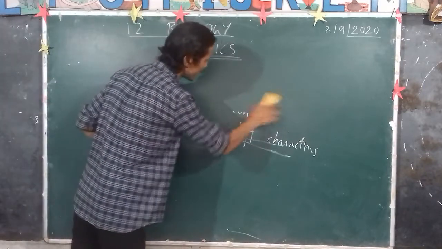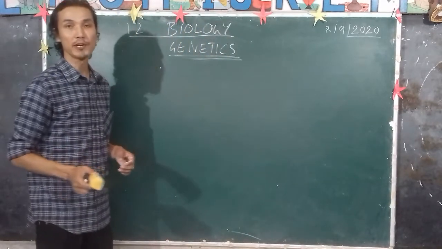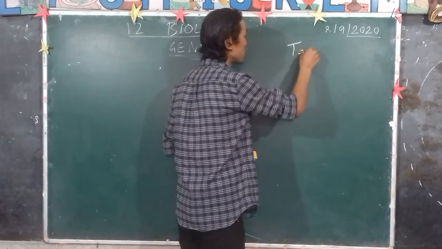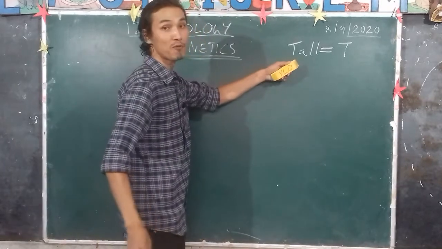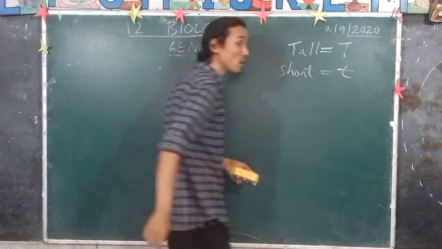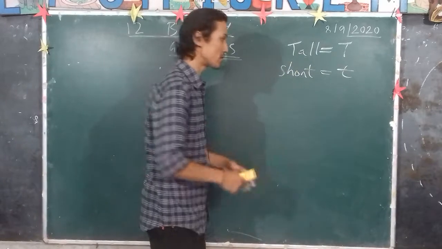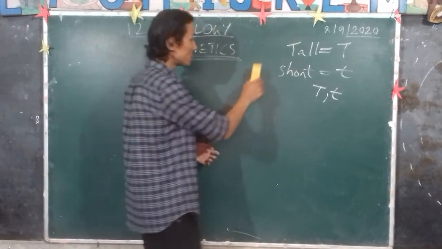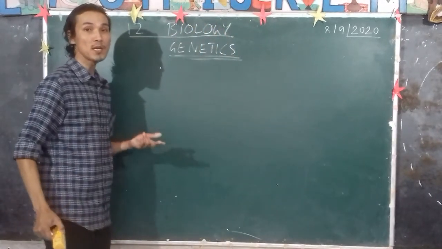Now, earlier in your classes, I talked about alleles. By alleles, what it means is it's an alternative form of a gene. So when we talk about height, let's say you're either tall, so this gene is represented by capital T, and the alternative form of tall is short. This short is represented by small t. So generally there are only two alleles, capital T and small t. But there are certain cases in which you find more than two alternative forms of genes.